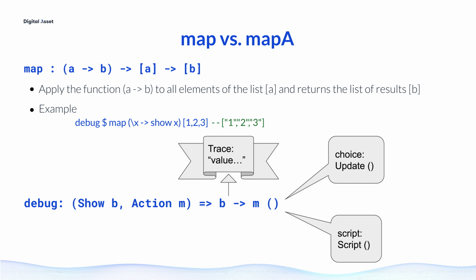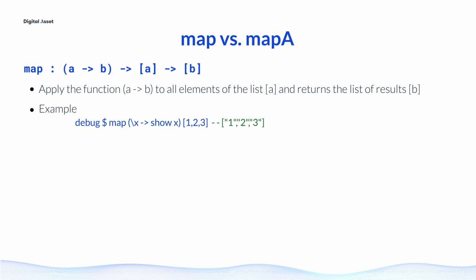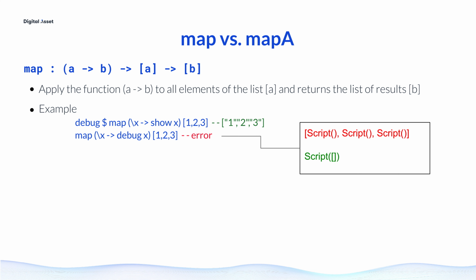In both cases, debug prints the value and returns an empty action. As a result, when you provide the map expression, resulting in a list of text, to the debug function, it prints the list and returns an empty script, which is an action. However, when you map the debug function over the same list, you end up with a list of actions, not an action containing a list.